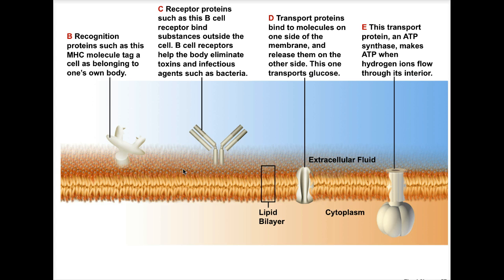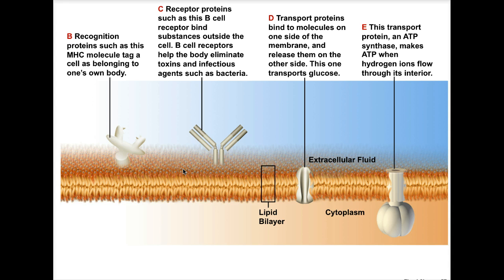The one labeled C is a receptor protein, which does just what it sounds like it does. It enables the cell to receive substances, to bond with other substances, and then from that bonding perform further actions. D is a transport protein, and a transport protein in many cases is transmembranal. As you can see, it's going all the way through the bilayer, and that enables transportation of substances both in and out of the cell.